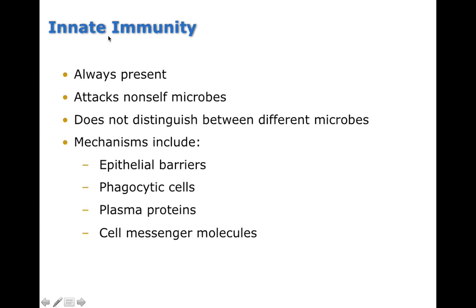In terms of different types of immunity, we're going to talk about innate immunity first. When you think about innate immunity, remember it's always present, and we attack non-self microbes. But because it's innate, it doesn't distinguish between different microbes. It's just going to target any kind of foreign microorganism. The aspects of your innate immune response that we've talked about already include the epithelial barriers, phagocytic cells like macrophages, plasma proteins like complement, as well as other cell messenger molecules like interferons.